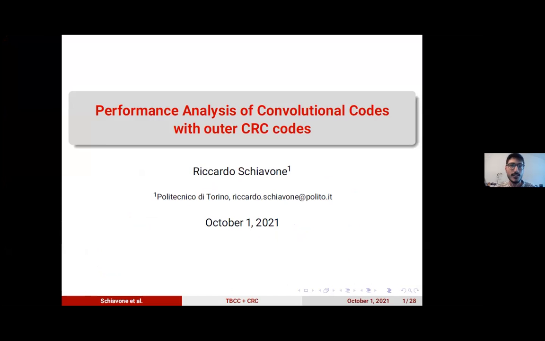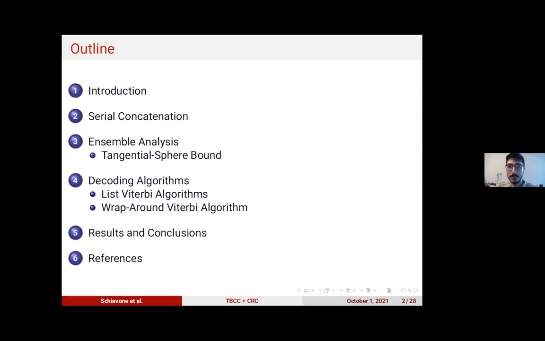Today, as Rick said, I want to talk to you about the performance analysis of convolutional codes with outer cyclic redundancy check codes. It will be a short talk. I know that many of you know a lot about it because this concatenation is of interest, especially at UCLA. What we'll discuss will be a brief introduction about why I decided with Gianluigi to focus on this topic during my master thesis.